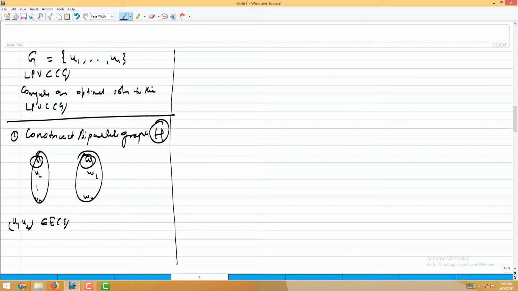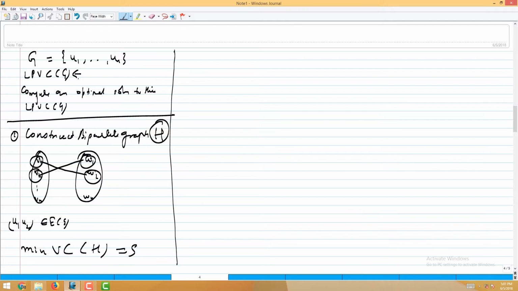And how do I put an edge in this bipartite graph? Suppose there was an edge between U1 and U2 in the graph G. Then I look at the copies of U1, V1 and W1, and the copies of U2, V2 and W2. I put an edge between the copies of 1 and 2 like this, and 1 and 2 like this. This is the construction of the bipartite graph that we'll be working with.